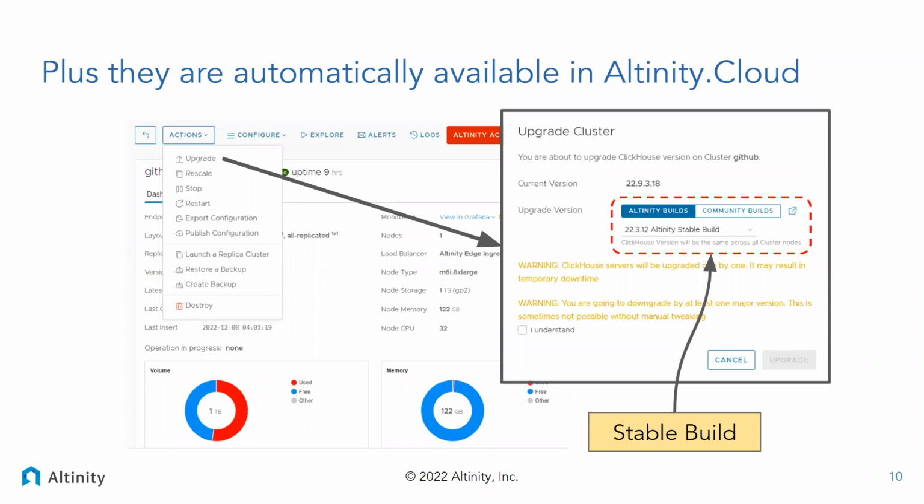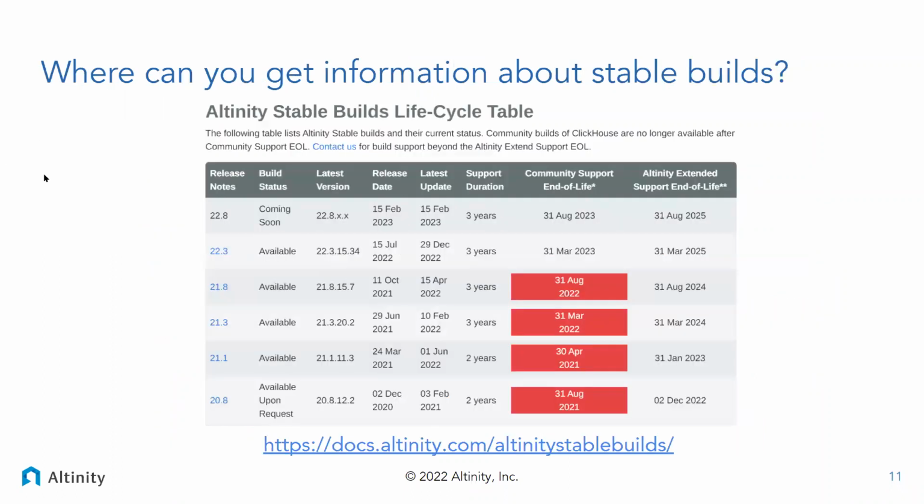Let me just talk about a couple more things. How do you get information about these? We have documentation out on docs.altinity.com, and in particular, there's a table which will explain exactly which builds are out there. You'll notice that we only support certain versions. These are specifically long-term support versions. And we have a calendar which shows when community support ends on these builds, and how much longer our support goes.